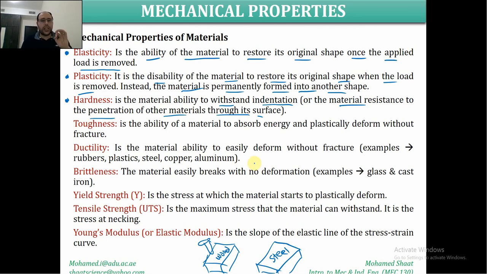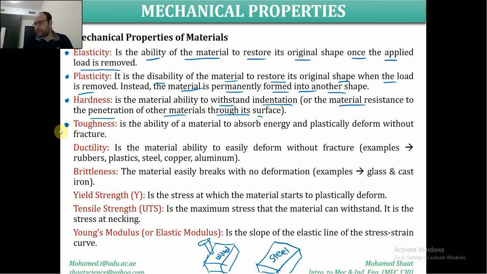So hardness is the material's ability to withstand indentation in general. What does indentation mean? It indicates the material's resistance to the penetration of other materials through its surface. This is what hardness means.